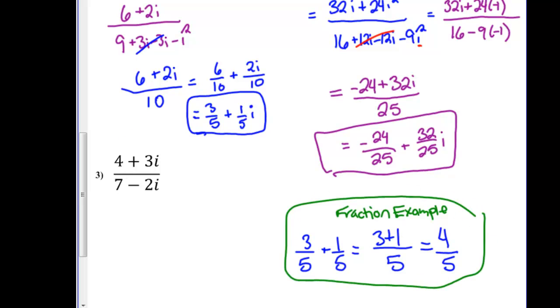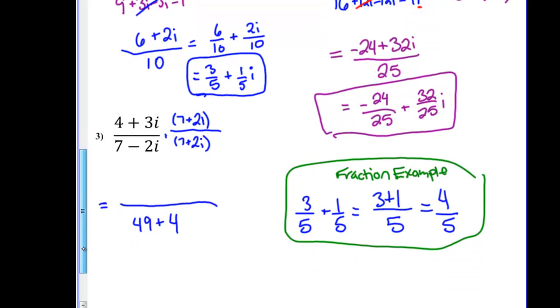All right, for 3, what'd you guys multiply by? Yeah, 7 plus 2i. All right, so I'm going to speed us up a little bit. I'm going to do a short method for the bottom. So the short method is take the a, the 7, and we're going to square that and get 49. And then plus, we're going to take the b, that 2, and square it. So 2 squared will give us 4, exactly. So there's our quick method for the bottom.